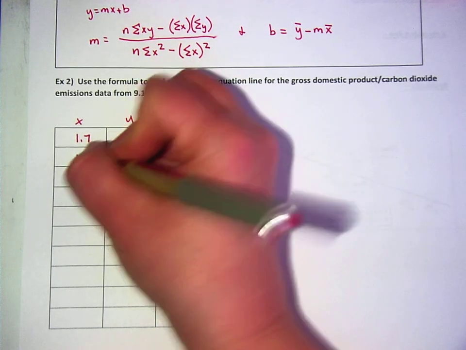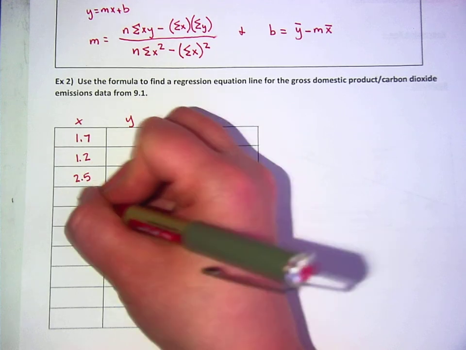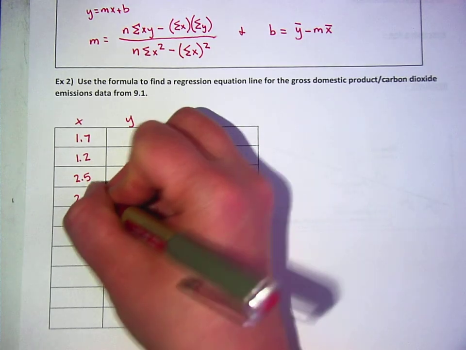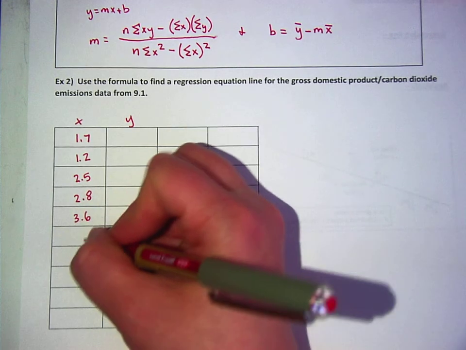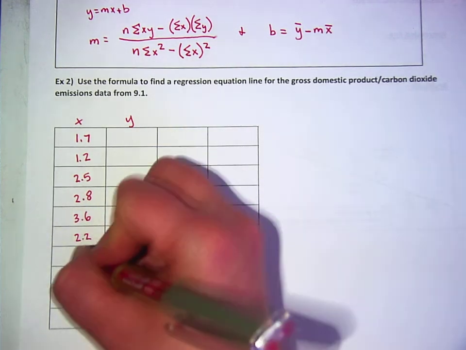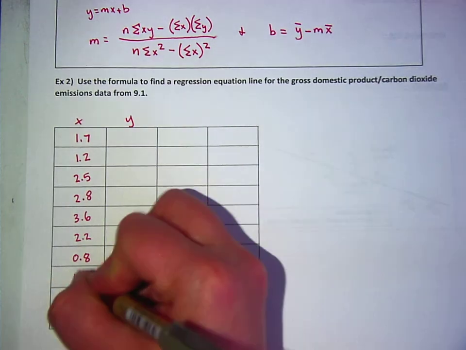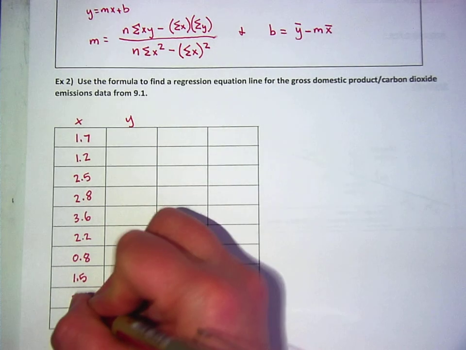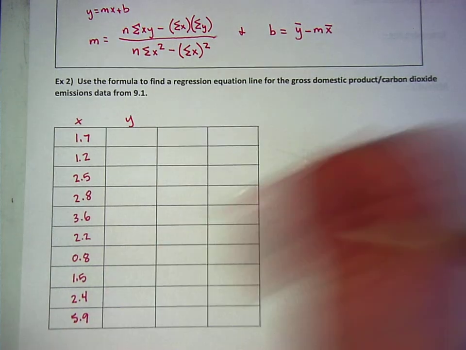1.7, 1.2, 2.5, 2.8, 3.6, 2.2, 0.8, 1.5, 2.4, 5.9.